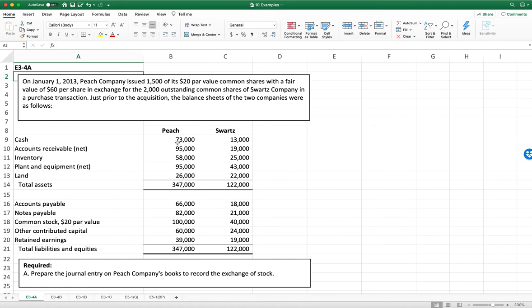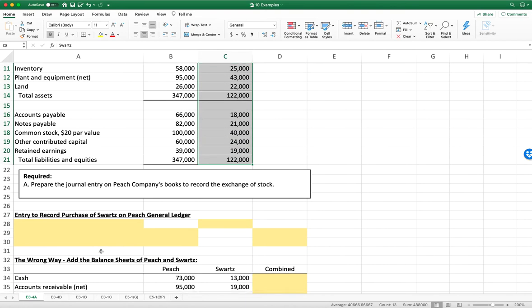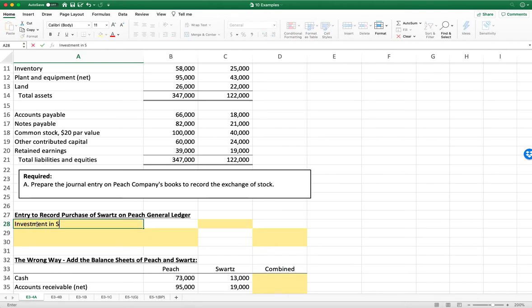So they provide us with the balance sheet of Peach, which is our parent company, and Schwartz, which is going to be our subsidiary company. Prepare the journal entry on Peach Company's books to record the exchange of stock. So again, this is going back to our investments chapter. We are just going to record the purchase as if we are buying anything. So what are we getting? Well, we're getting an investment in S. So that's our equity investment account. So we are creating a new asset on our books that is the shares that we are buying of Schwartz.